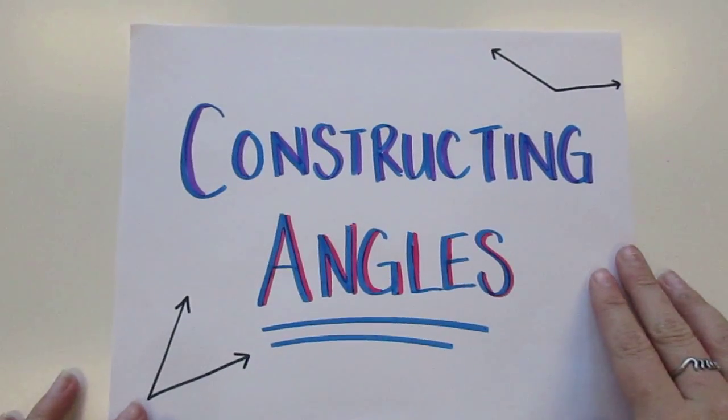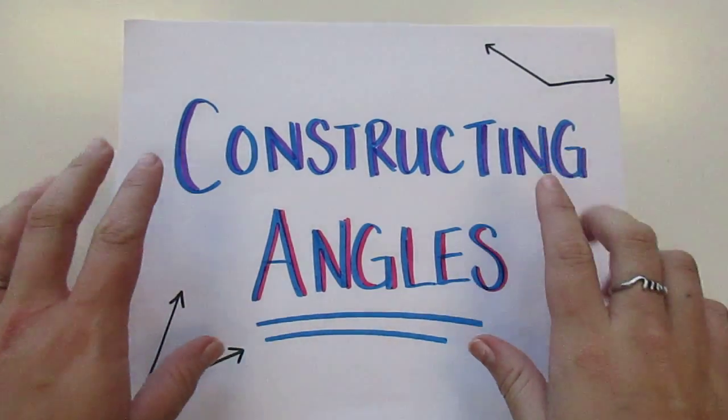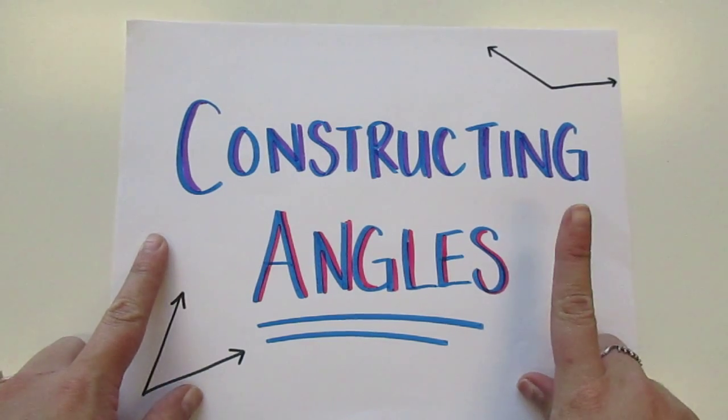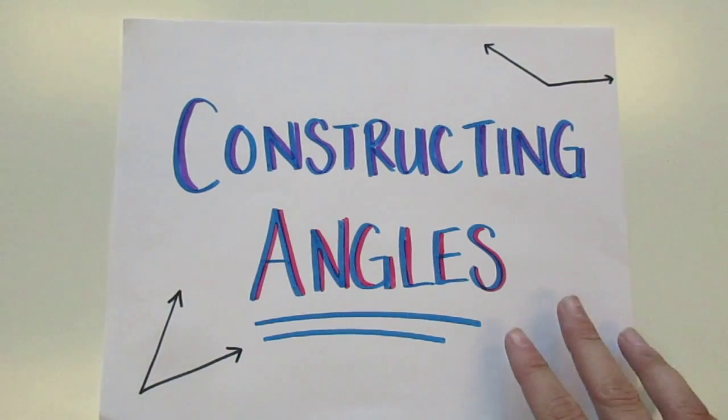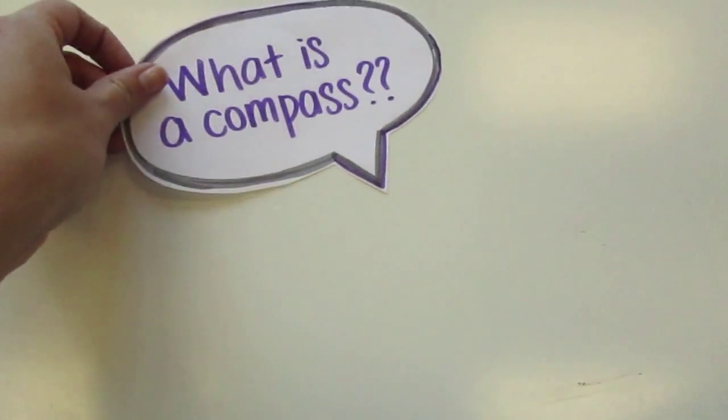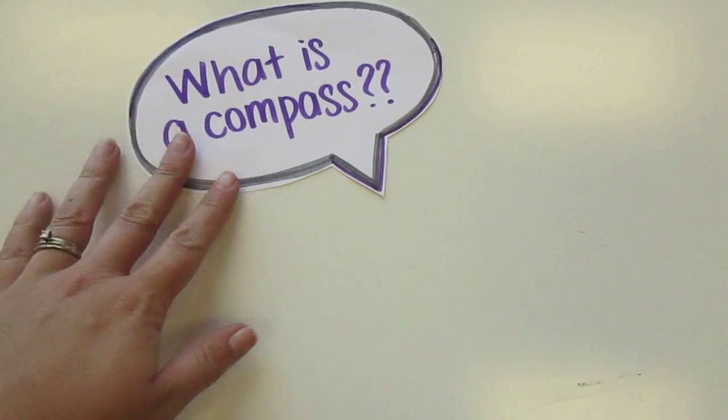So today we're going to be talking about constructions. More specifically, we're going to be talking about constructing angles. To do this, we are going to need one tool, and that tool is a compass. So what is a compass?